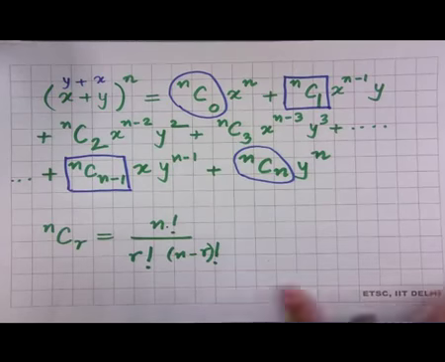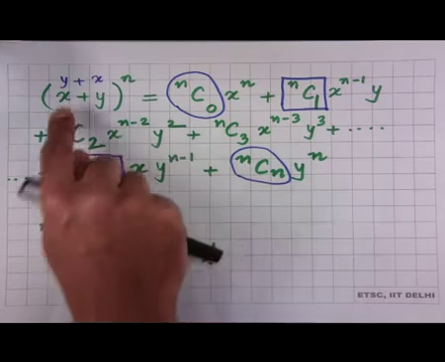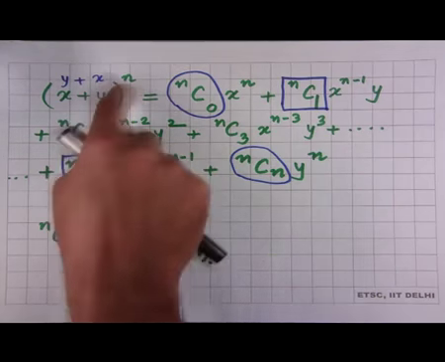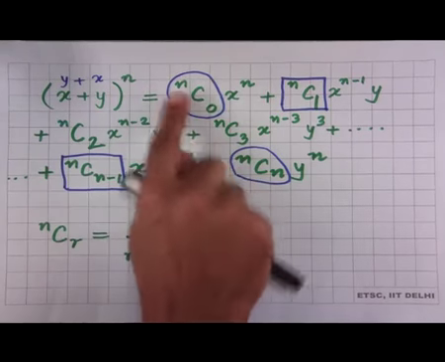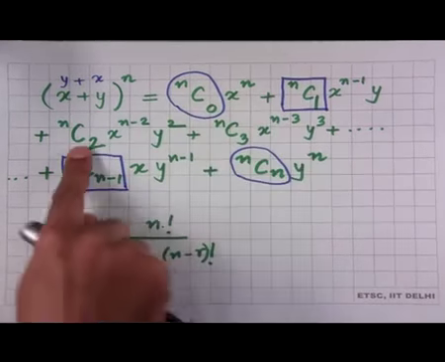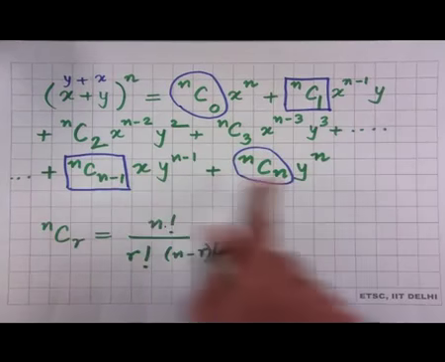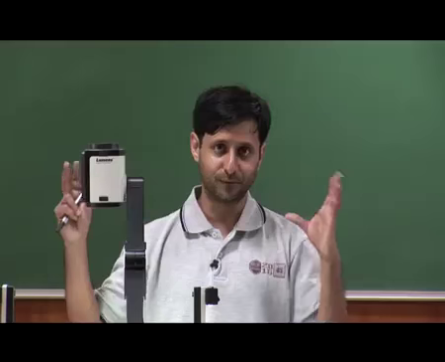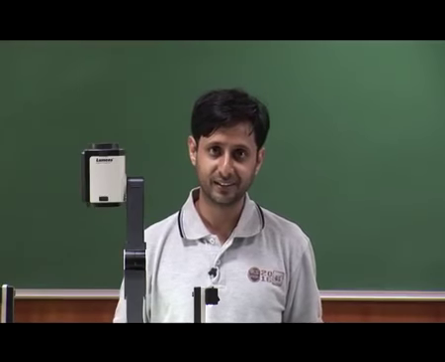The other thing that we noticed is that if I plug in x equal to 1, y equal to 1, you get 2 power n on this side. But on this side you get n c 0 plus n c 1 plus n c 2 plus n c 3 all the way till n c n, right. So, that is the second result, that the sum of all of these is 2 power n, right.